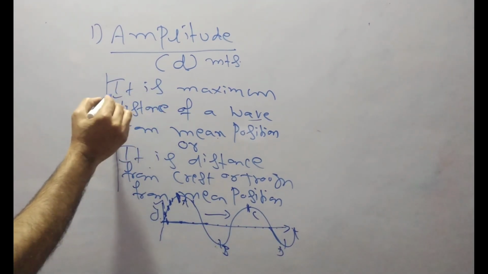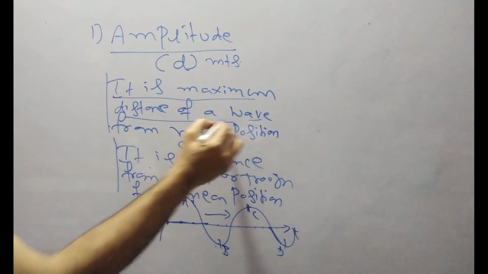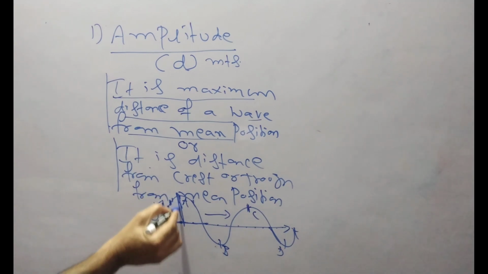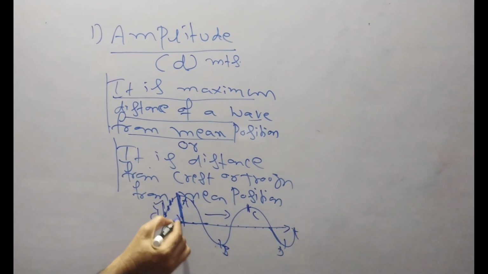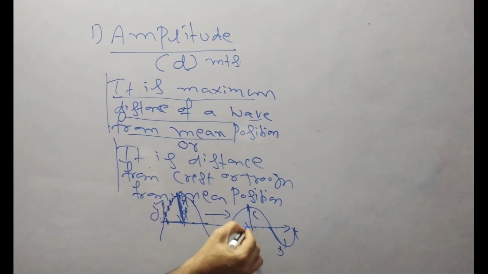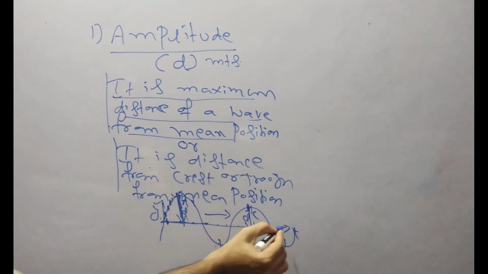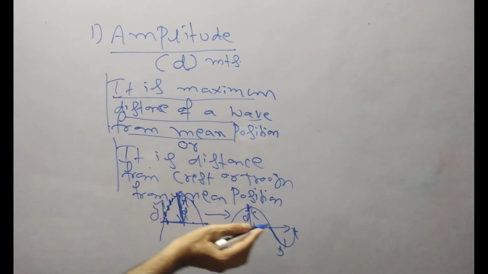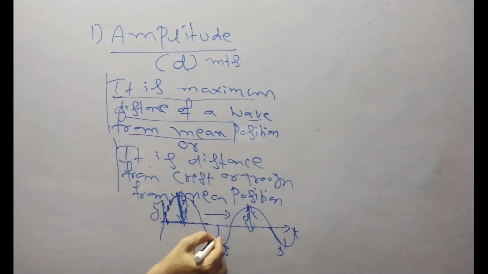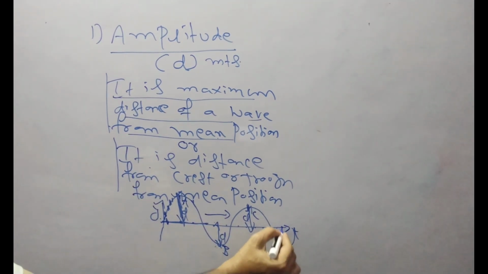So what is amplitude? It is the maximum distance of a wave from mean position. The maximum distance of the wave is this one. This distance is known as d, maximum distance from mean position. This straight line is the mean position. From the mean position, your maximum distance is d. This one also you can say is d, the maximum value.